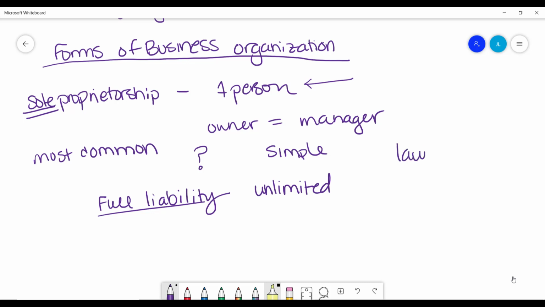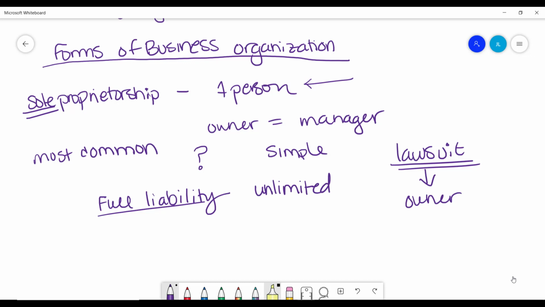Okay? So if you're sued, if there's a lawsuit against your company, who gets sued, or who is going to carry the brunt of any damages? Who's going to have to pay any damages arising from the lawsuit? The owner. It's not the business being sued, it's the owner being sued, because this kind of business is not a separate entity on its own.